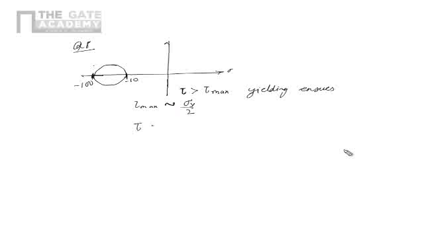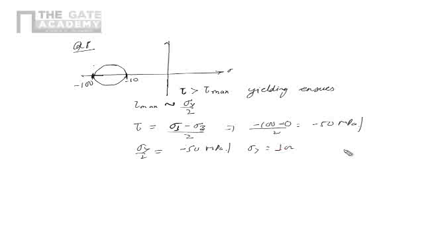And the value of tau is equal to sigma 1 minus sigma 3 by 2. Now over here there is only one sigma 1 given. There is no sigma 3. So here it is minus 100 minus 0 upon 2. So that is minus 50. So we have to say sigma y by 2 is equal to minus 50 MPa. And because it is a strength number, we take the absolute value of this. So sigma y is 100 MPa.